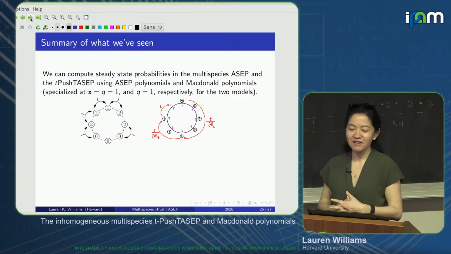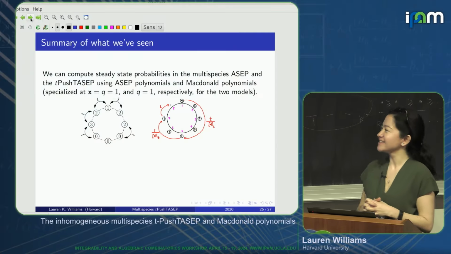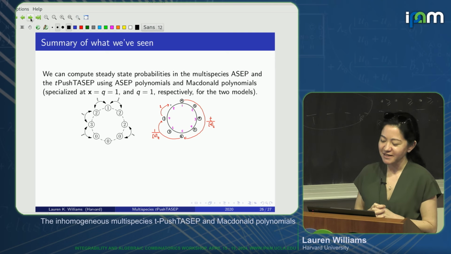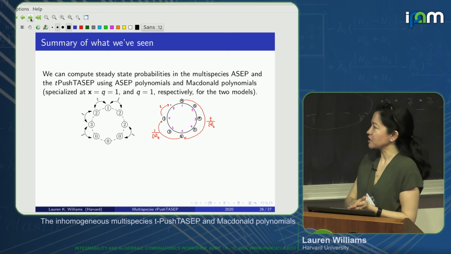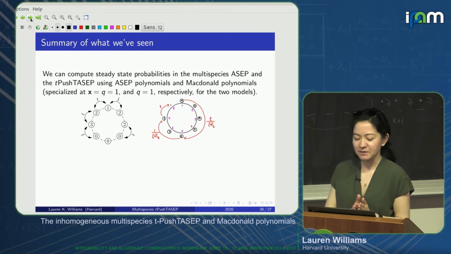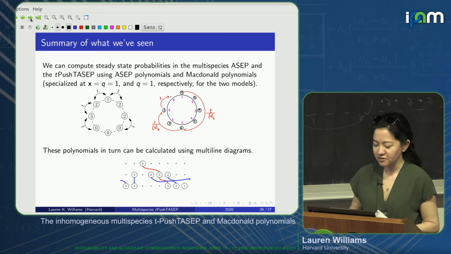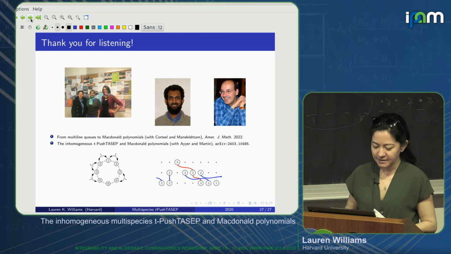So just as a summary of what we've seen, we can compute steady-state probabilities in multispecies ASEP and t-PushTASEP using ASEP polynomials and Macdonald polynomials. In the first case, we have to make the specialization where all the x's and q are 1. And in the second case, we make the specialization q is 1. And these polynomials can in turn be calculated by multi-line diagrams.